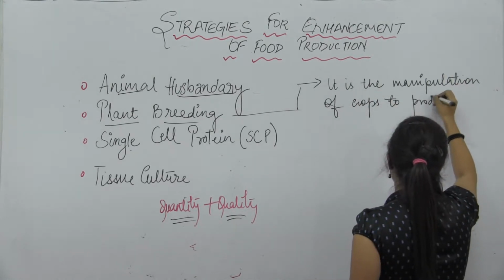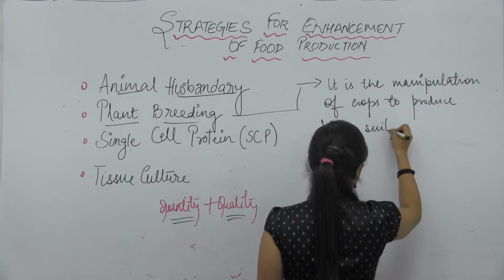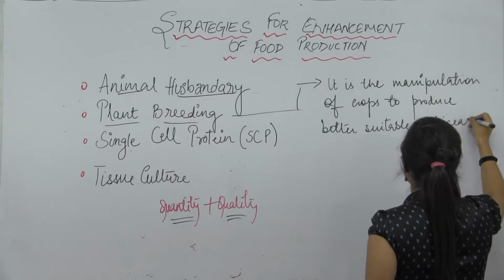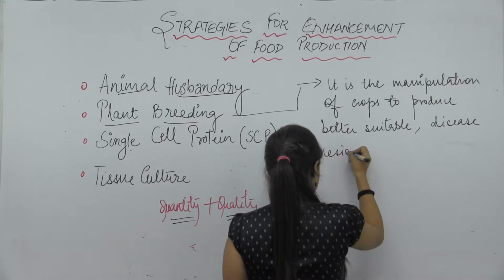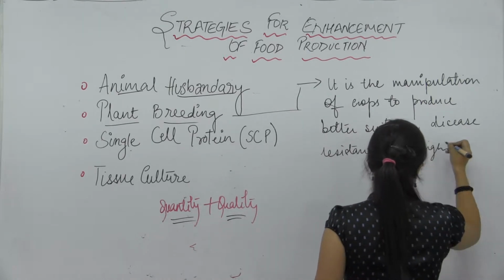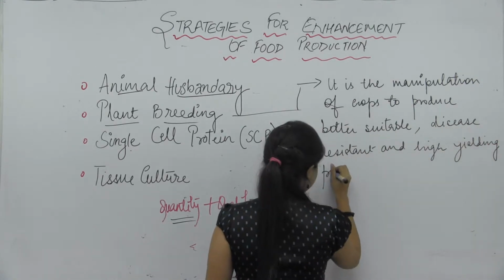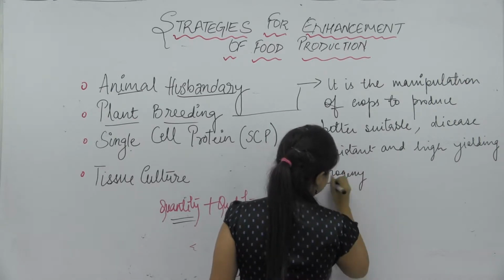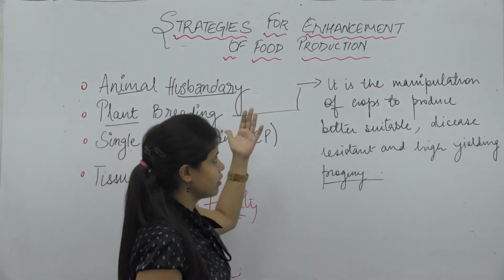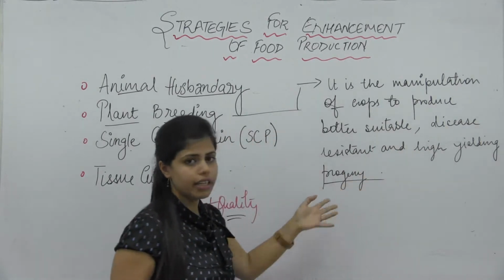to produce better, suitable, disease resistant and high yielding progeny. Yes. So plant breeding can be defined as the manipulation of crops to produce a better suitable, disease resistant and high yielding progeny, right?